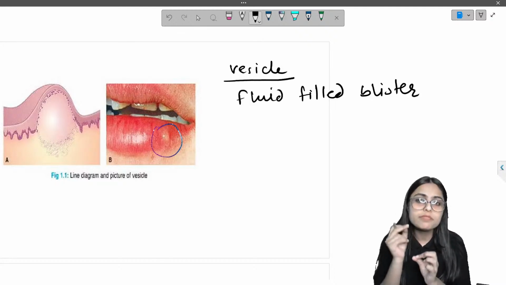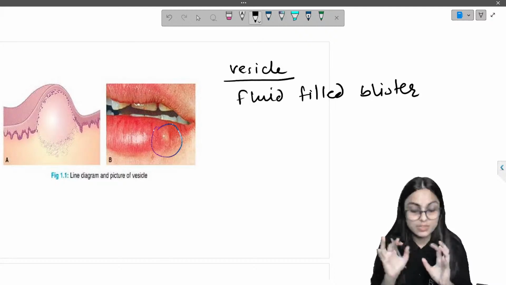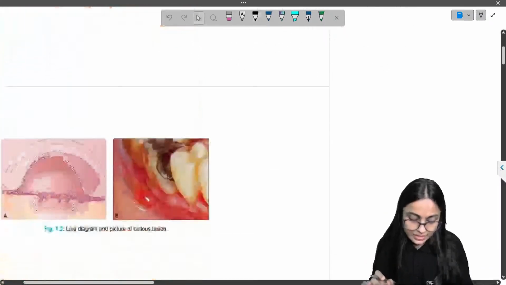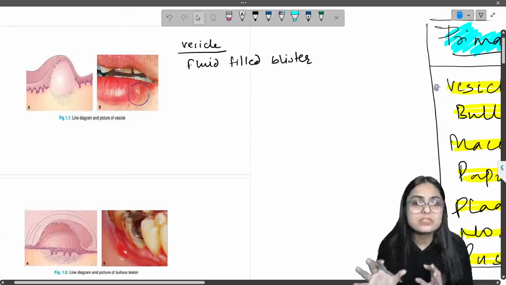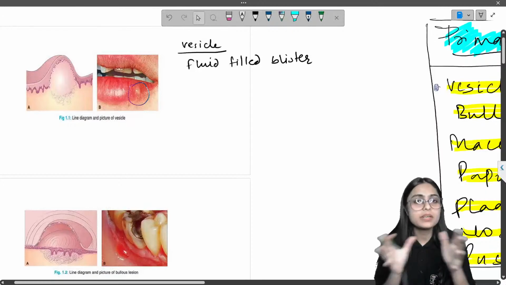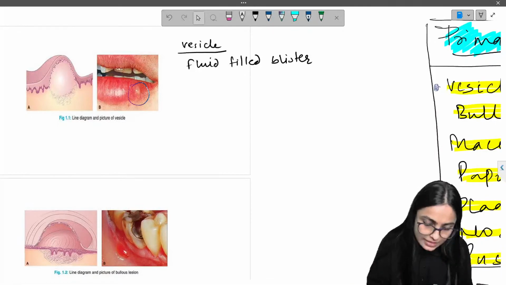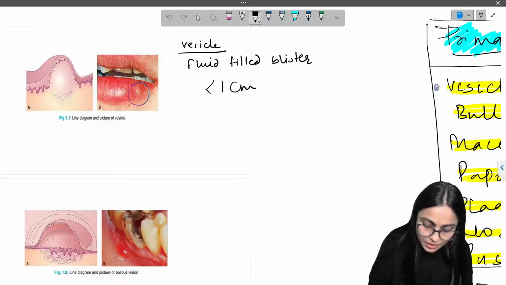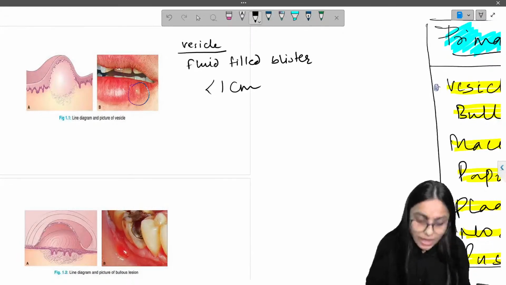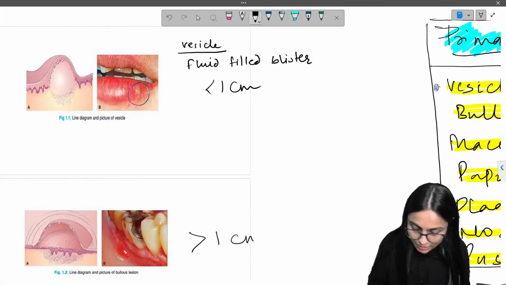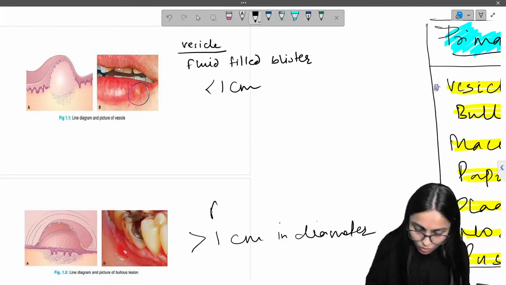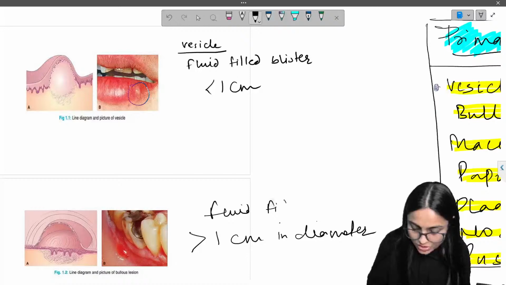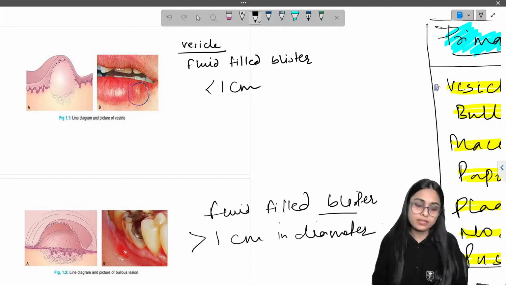So it is a fluid filled blister, but there is a size difference between vesicle and bulla. Both are the same fluid filled blisters, but the size difference makes them different. The size of a vesicle is less than 1 centimeter in diameter, whereas the size of a bulla is greater than 1 centimeter in diameter. Bulla is also nothing but a fluid filled blister, just a size difference between these two. I hope you understood this.